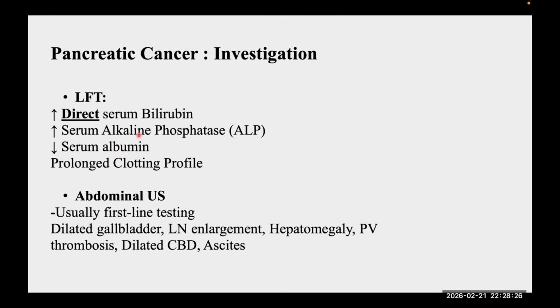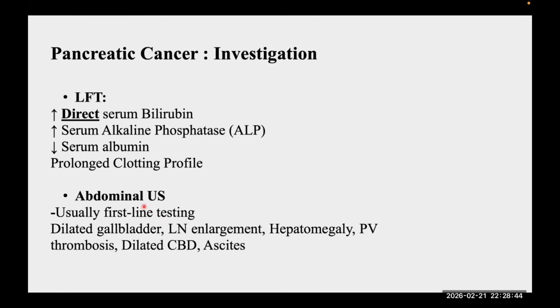So if the liver is involved, the clotting profile will be prolonged because it's not making or synthesizing enough clotting factors. Now, the abdominal ultrasound is usually the first line testing. So if the patient presents to you with these vague symptoms, vague abdominal pain, usually you're just going to go with an ultrasound to decide.